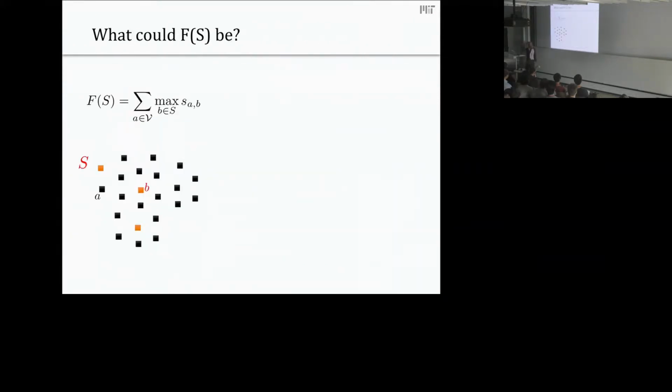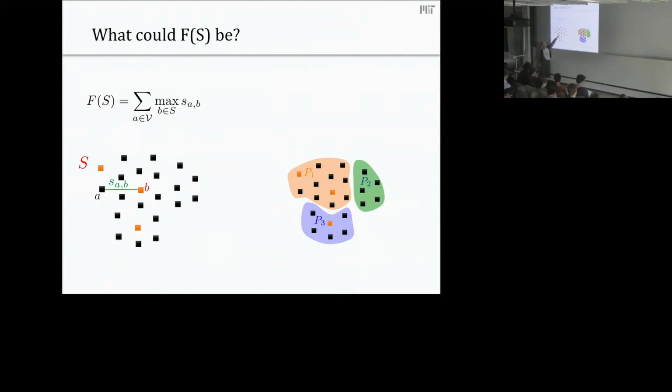So here is one simple example of how you could model this. All the black dots are the items that I have, and the red dots are the items that I have selected. Now I look at whether every item in my set is well represented. For every item in my set, I look at the closest representative points that I have selected and how similar they are. The closer the representative point, the higher the similarity score I get.